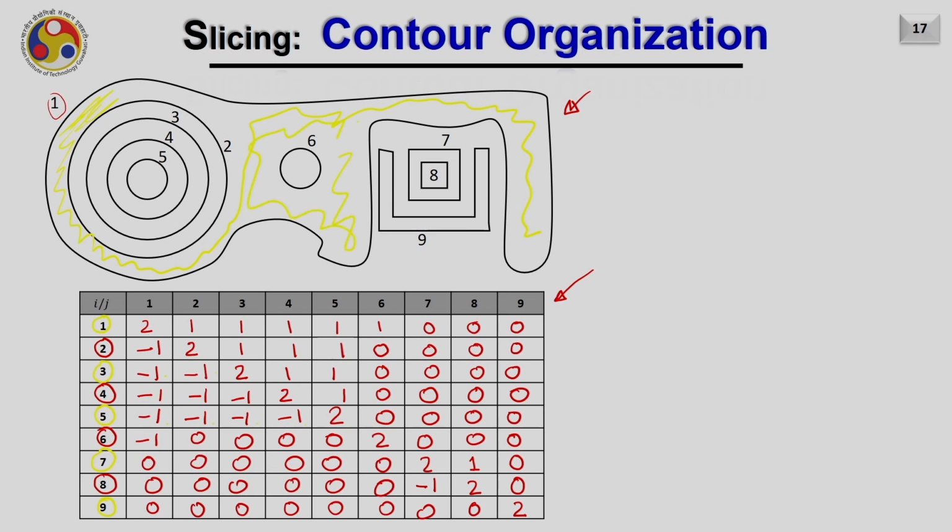So wherever 1 is going, material will be there. Then 3 is the exterior contour, hence the material will be here. Then 5 is the exterior contour, hence material will be there. And then 7 is the exterior contour, hence material will be there, and 9th is the exterior contour, hence material will be here as well, while there will be no material for contour number 2, 4, 6 and 8.